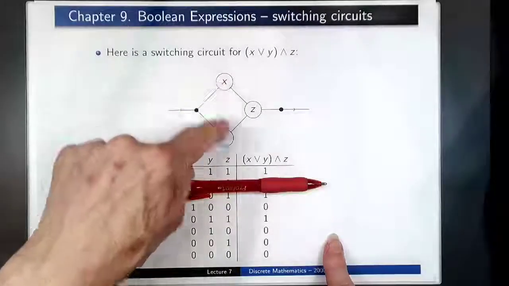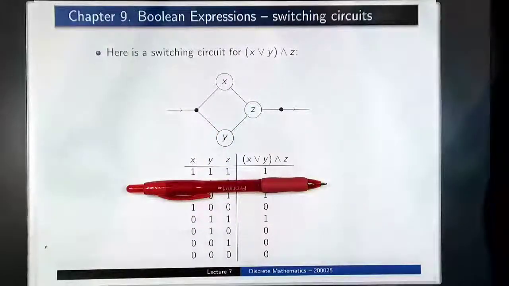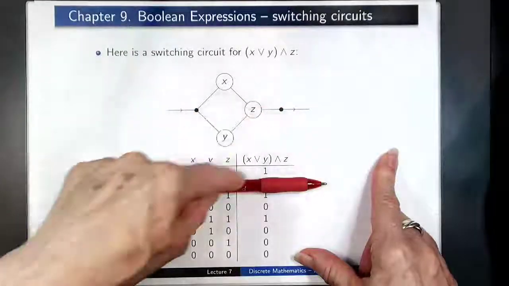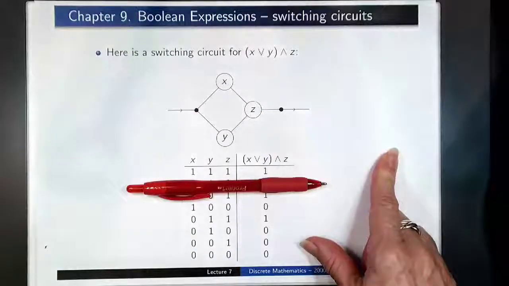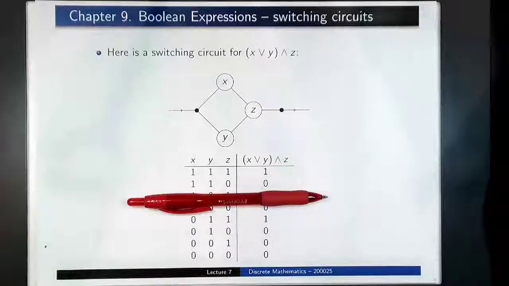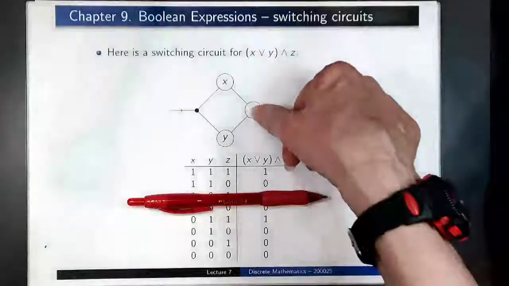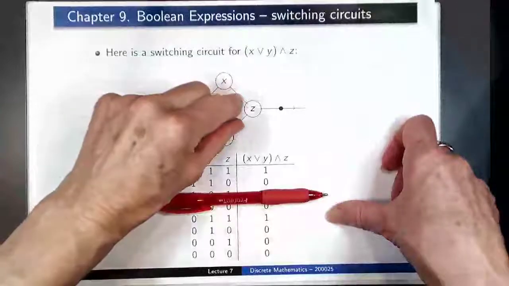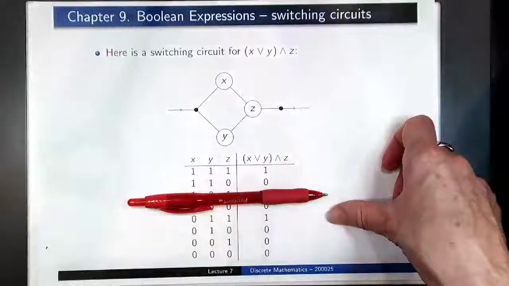When X, Y, and Z are all on, does current flow through the circuit? Yes, it can go this way and it can go this way. So that's a 1. That's right. So current flows. All right, the next row, when X and Y are on and Z is off, does current flow? No, because if Z is off, you can get that far and then nothing happens. So the 0 is correct there.